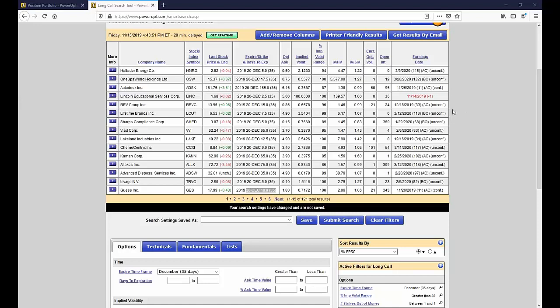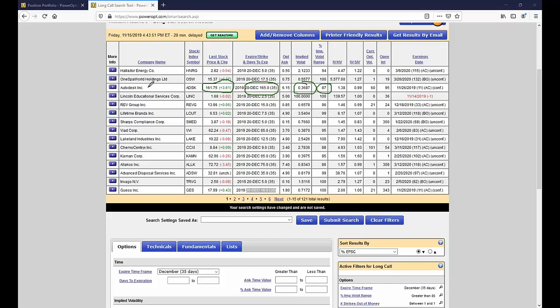Because let's take a look at Hallador. Now it's a low price stock. Let's take Autodesk. It's known. It's at 161. That just out of the money 165 call for standard December expiration is currently at an IV of 0.3687. We're in 87% of an IV range.